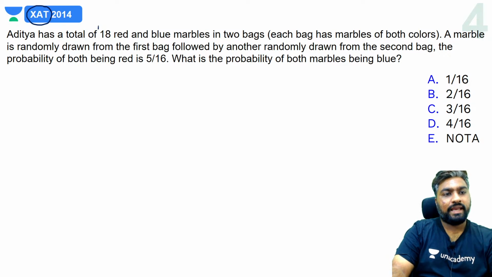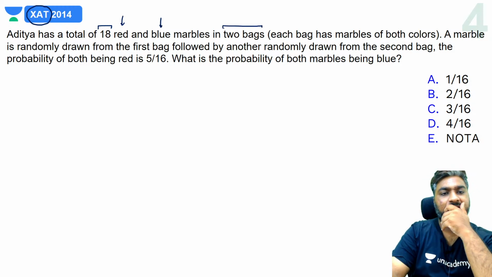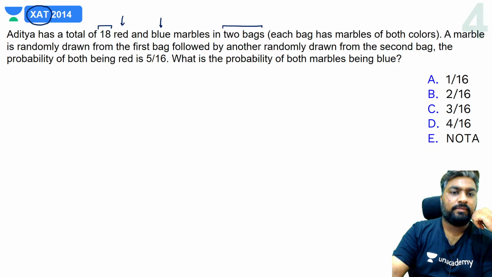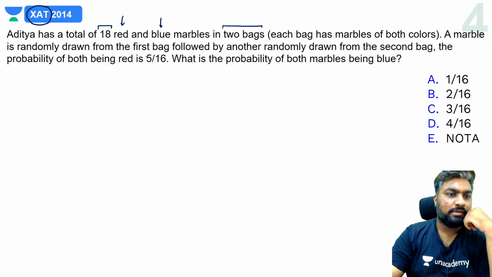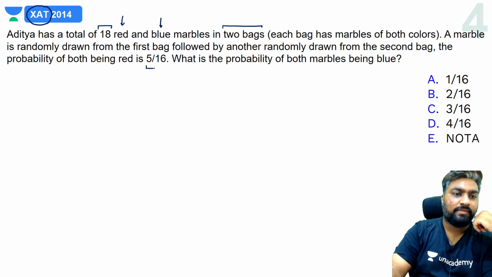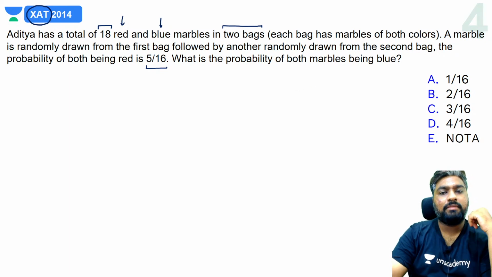A total of 18 marbles, red and blue, in 2 bags. A marble is randomly drawn from the first bag, followed by another randomly drawn from the second bag. The probability of both the marbles being red is 5 by 16. What is the probability of both the marbles being blue?